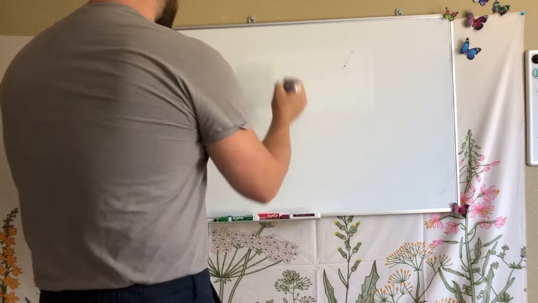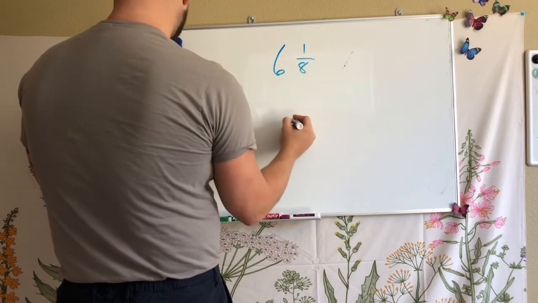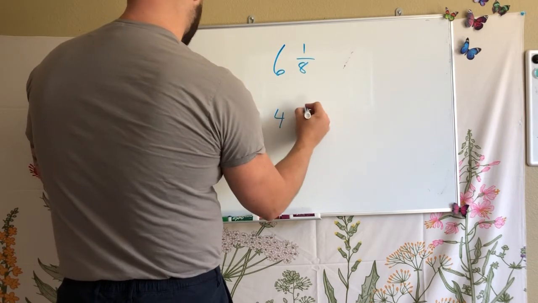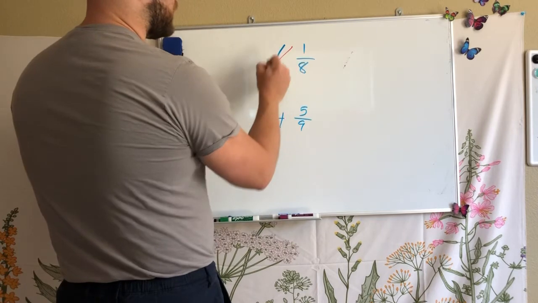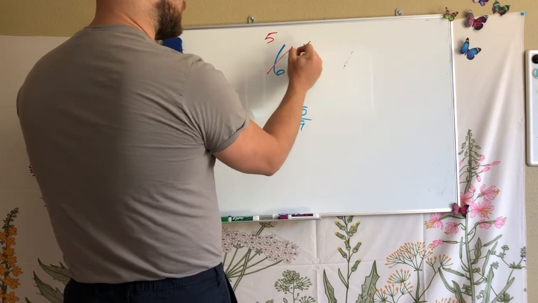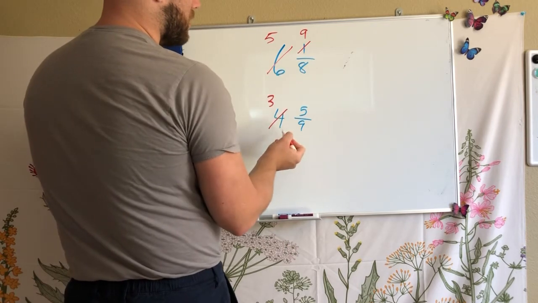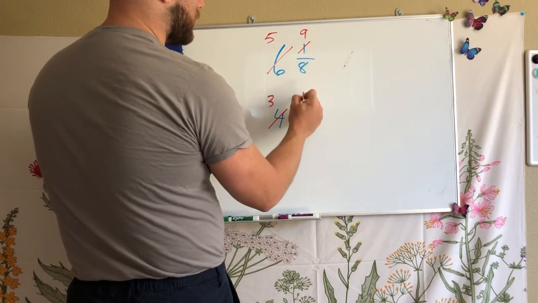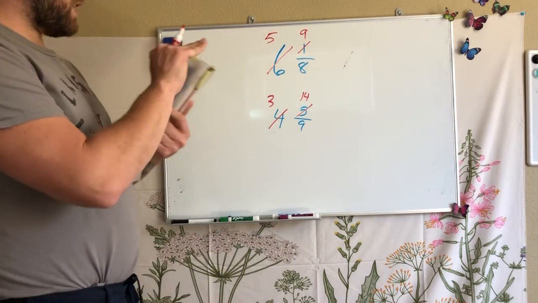Let's check your work. So you have 6 and 1/8 and 4 and 5/9. So this is going to become 5. You're adding this. This is going to become 9. This is going to become 3. Adding 9. This is 14. All right.